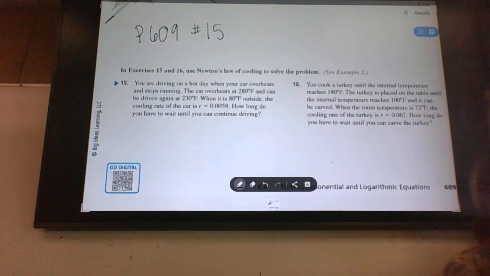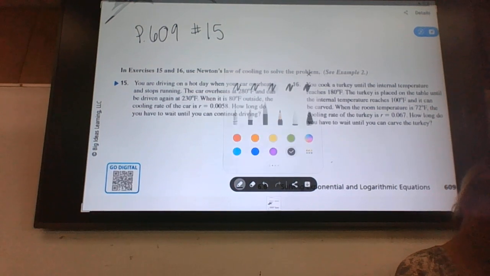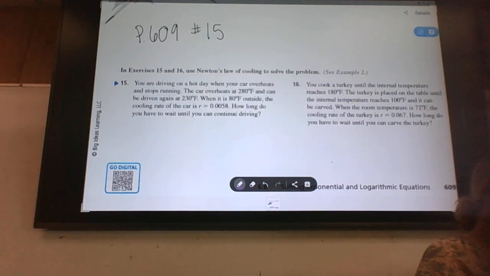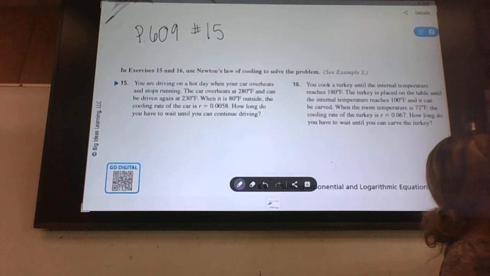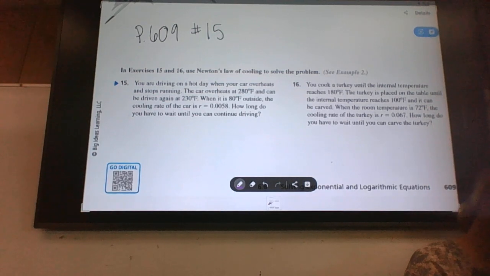Did you do it? I think 5 people are done, so I'm gonna move forward. Alright, my goal, the temperature that I want to achieve is 230, so I put the 230 in the T spot.